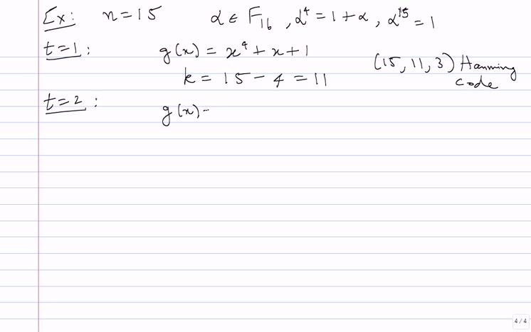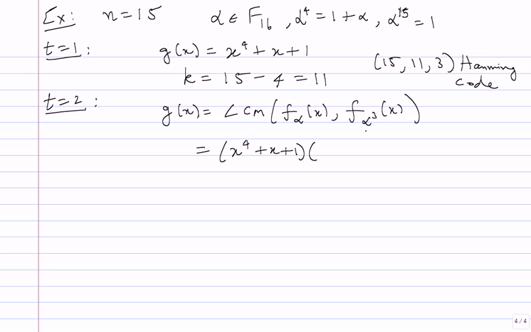G of x becomes the LCM of what? f alpha of x and f alpha power 3 of x. I know one thing, x power 4 plus x plus 1, what is this? We did this, no? What are the roots of the other one? Alpha power 3, alpha power 6, alpha power 12, and then alpha power 9. After that it will repeat. So you know it has degree 4.